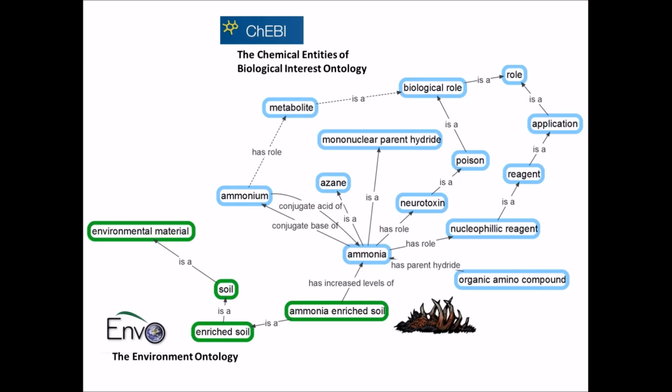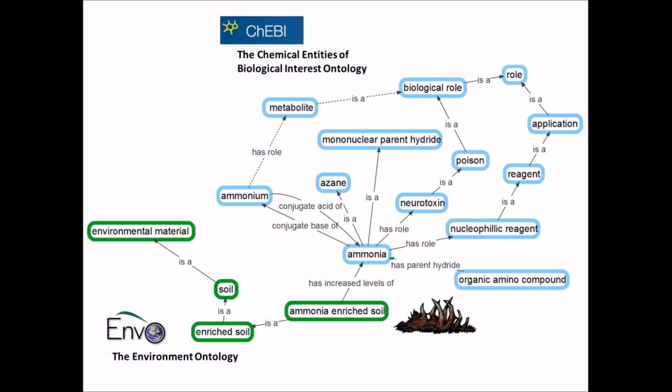So the environment ontology will capture that ammonia-enriched soil, but it will interoperate with the chemical entities of biological interest ontology, which has been put together over many years. And the knowledge about what ammonia is is encoded in there. So ENVO doesn't have to do it itself. It reuses an expert ontology of chemicals. Its role as a neurotoxin, its role as a fertilizer, and its chemical properties are captured there. So again, you can access that information, or you know what the consequences of observing that could be.